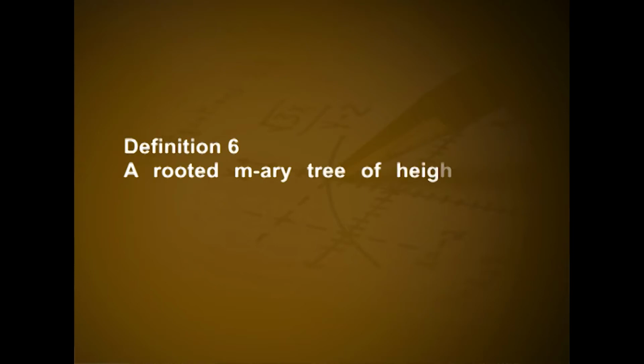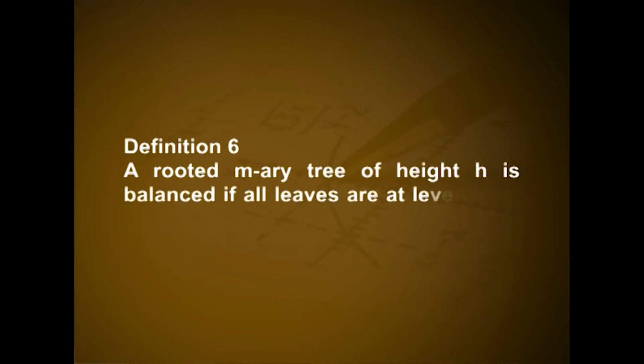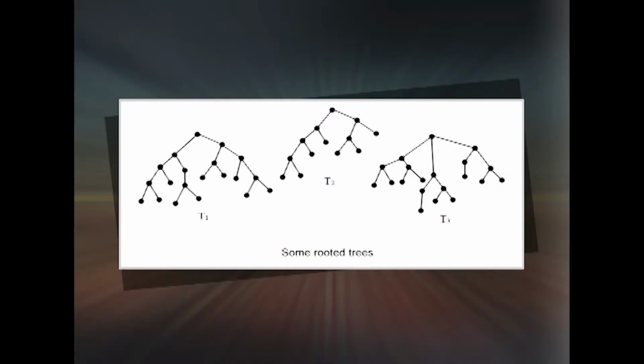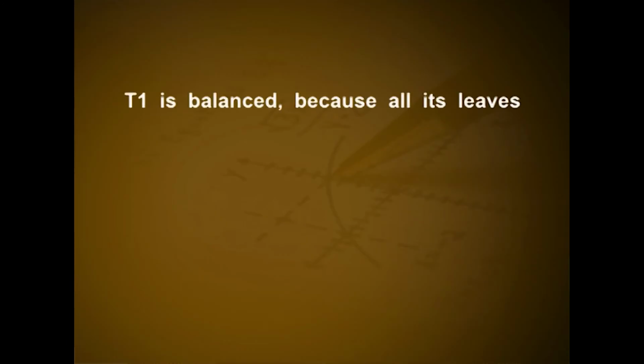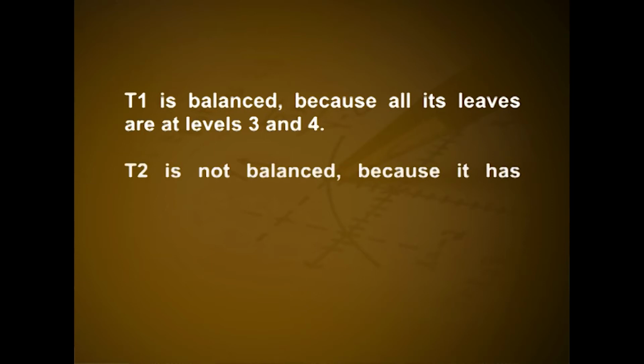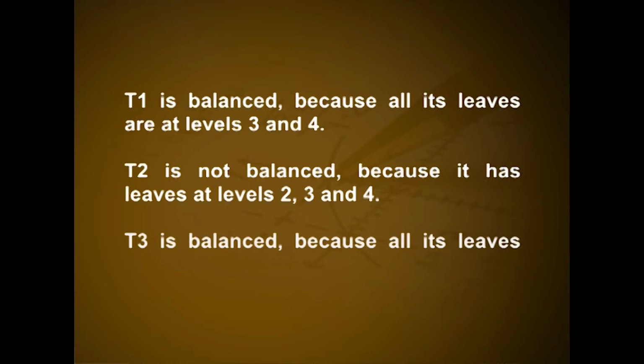Definition 6. A rooted m-ary tree of height h is balanced if all leaves are at levels h or h minus 1. Example 4. Which of the rooted trees shown in this figure are balanced? Solution: T1 is balanced because all its leaves are at levels 3 and 4. T2 is not balanced because it has leaves at levels 2, 3 and 4. T3 is balanced because all its leaves are at level 3.